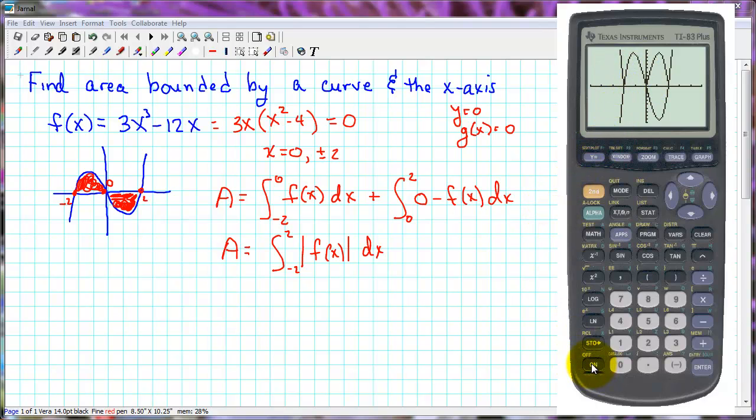So we can do our second calc to get to our integration, definite integral. And again, we want to make sure we're integrating the right one. We want the one that's the absolute value, and I put that into y2. And we're going from negative 2 to positive 2. And we integrate, and we get an area of 24.